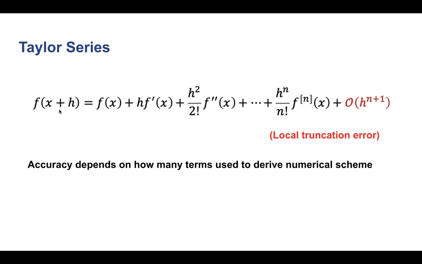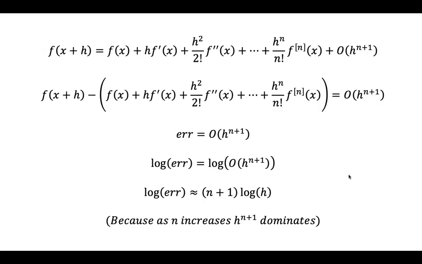So here, if I'm truncating at h raised to n by n factorial, then the local truncation error is of the order of h raised to n plus 1. This order might be a bit confusing to understand at this point of time; I'll explain it later. So accuracy depends on how many terms are used to derive a numerical scheme. Now we'll try to understand what this order means.